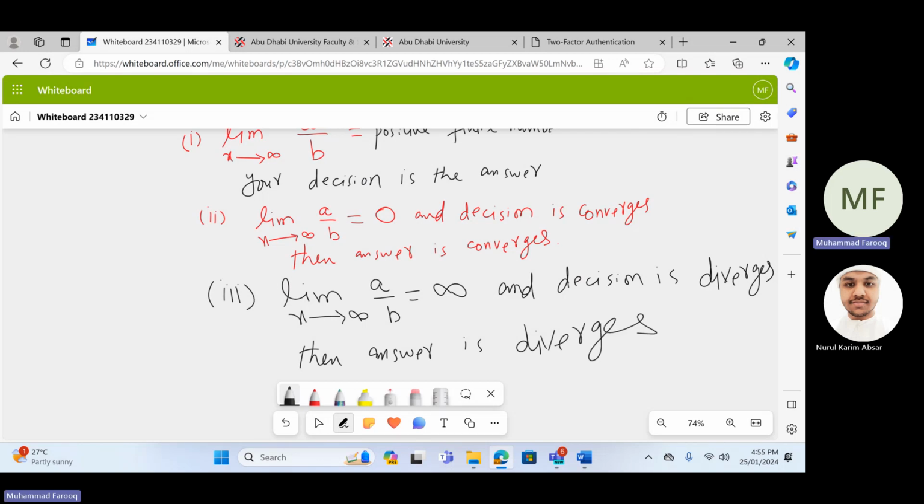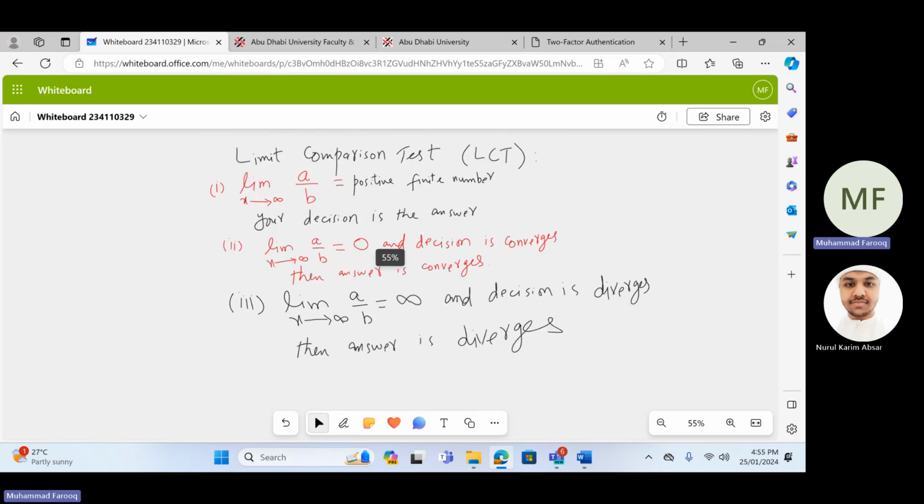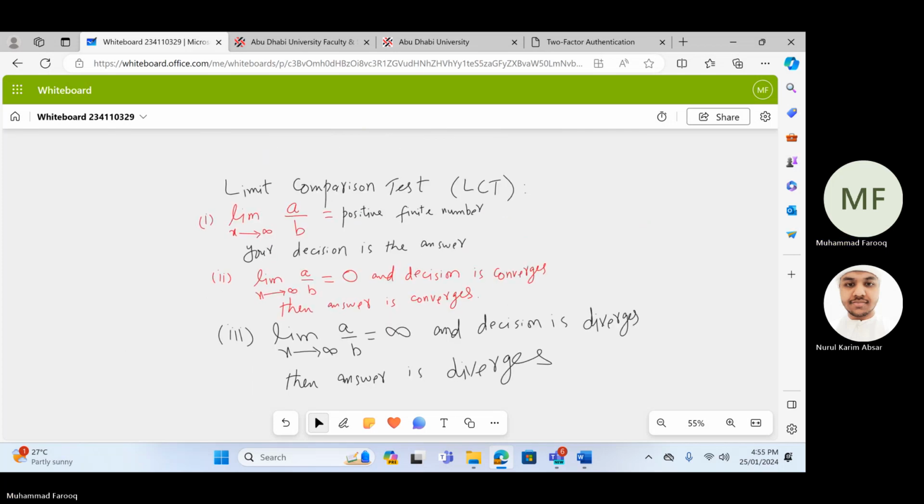Yes, please, can you explain number one? Number one, okay, look at it. Actually, it's very easy, don't worry. When it is in a question, you will understand it very easily. You have function A, function B. Divide them and then calculate the limit at infinity. Let's say your answer is 3. It's a positive finite number? Yes. Very good. Now check what you decide in your question about B.